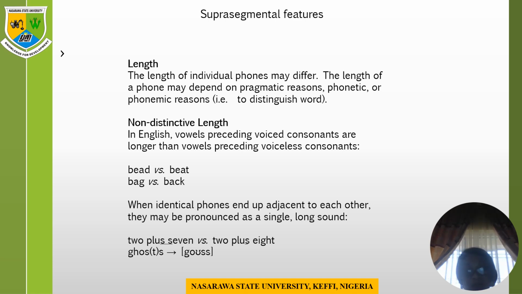The length of individual phones may differ. The length of a phone may depend on pragmatic reasons, phonetic or phonemic reasons, that is, to distinguish words. Non-distinctive length. In English, vowels preceding voiced consonants are longer than vowels preceding voiceless consonants. For example, bead versus bit, beg versus back. When identical phones end up adjacent to each other, they may be pronounced as a single long sound. For example, 2 plus 7 versus 2 plus 8, or goes.